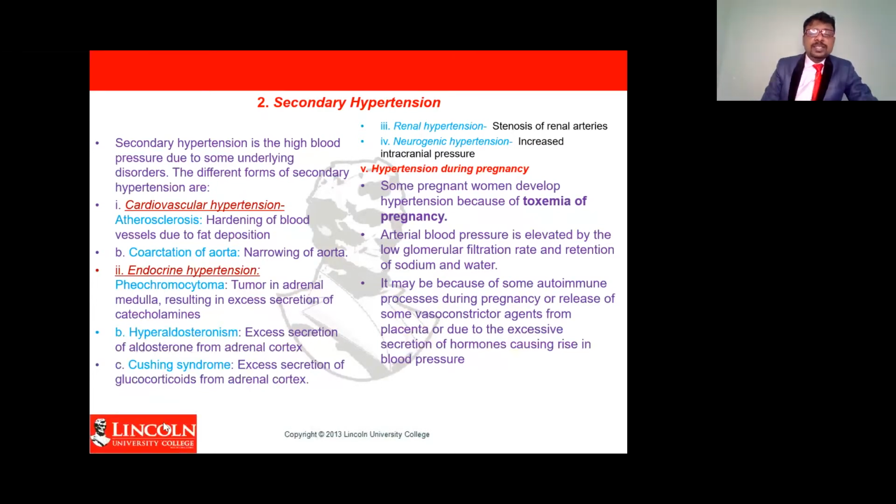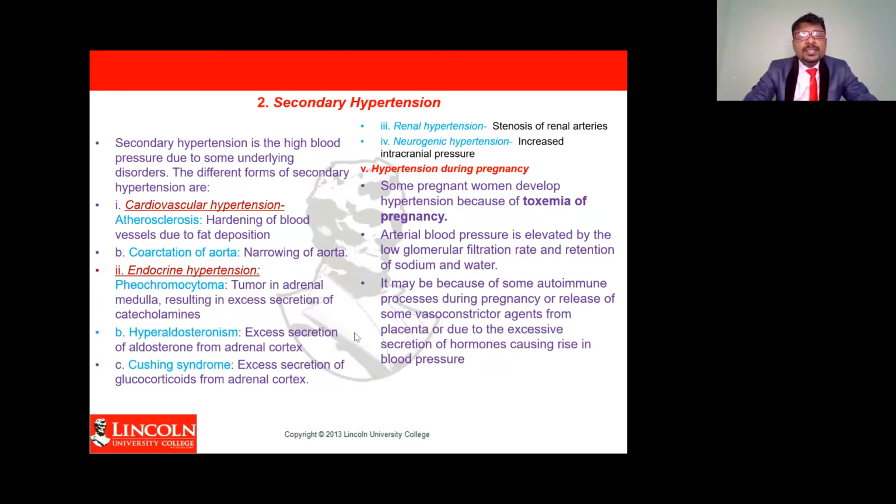Other than these diseases, another causative factor is renal hypertension. If anybody has kidney artery stenosis, which means narrowing, if the artery is small in size and there is no proper way for blood circulation, in those conditions they may get hypertension. And also neurologic hypertension. If anybody has any tumor in the brain, increased intracranial pressure, or accumulation of CSF, cerebrospinal fluid, inside the brain, they may get this hypertension.